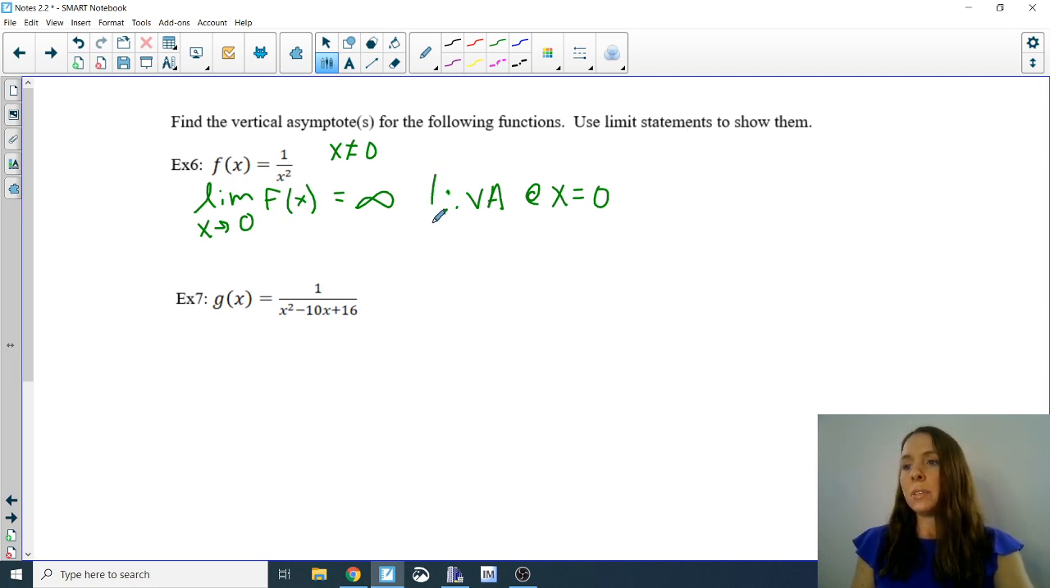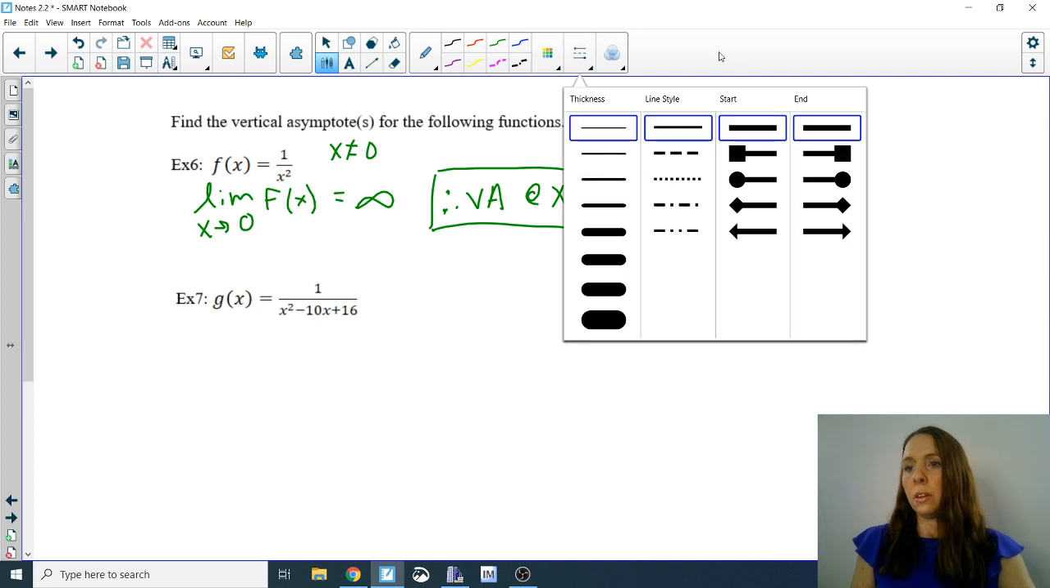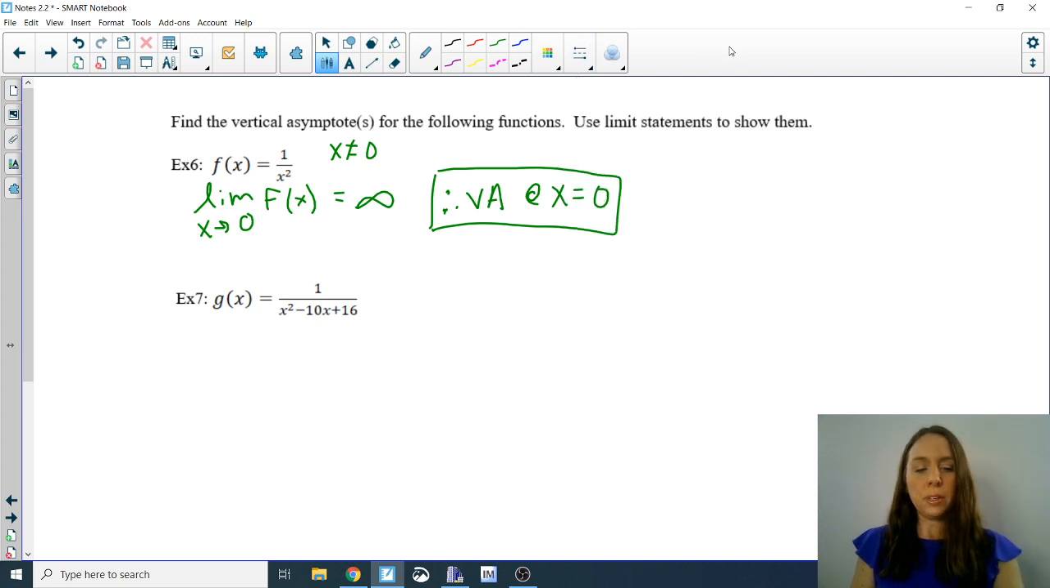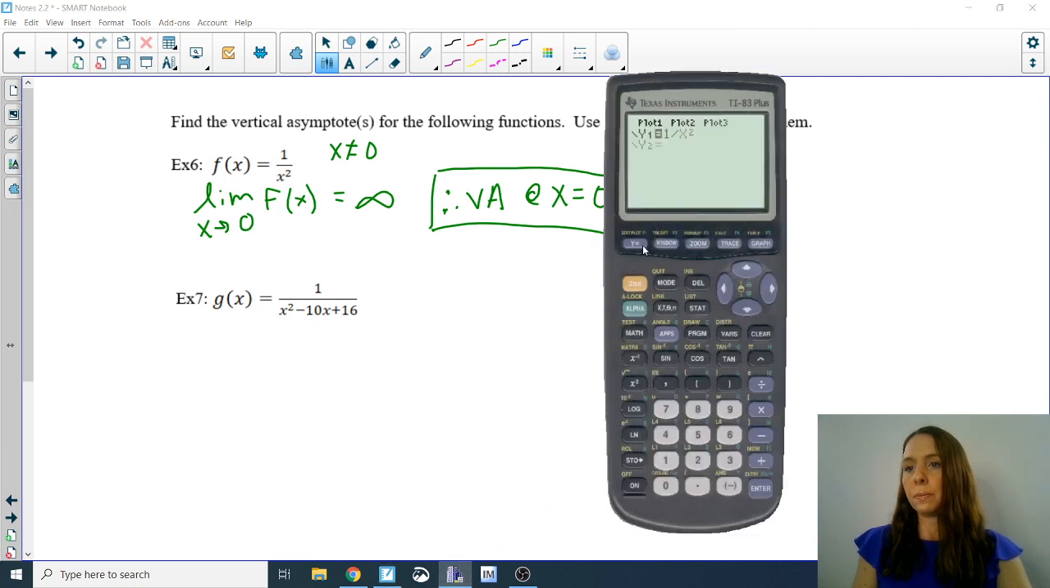For example 7, we are going to have to set up more limits here because it's not going to be as simple. Let's take a look at the graph first. So this time I have 1 divided by, make sure you group the denominator with parentheses, x squared minus 10x plus 16.